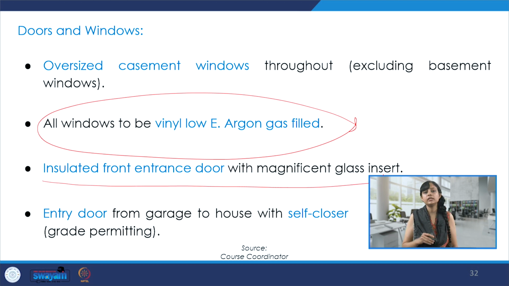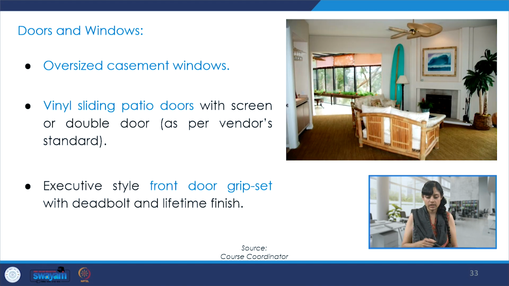Then there is an insulated front entrance door which has a magnificent glass insert detail, and it looks quite aesthetic. The entry door from garage to house, with self closer. So this is another detail that was worked out for this kind of project. There are oversized casement windows that we were talking about in the previous slide also. There is a vinyl sliding patio door with screen, or a double door. Those kinds of details are also here.